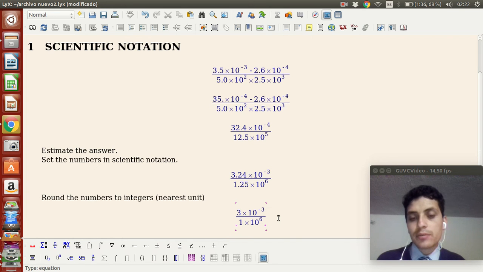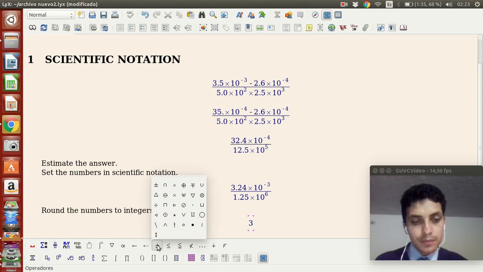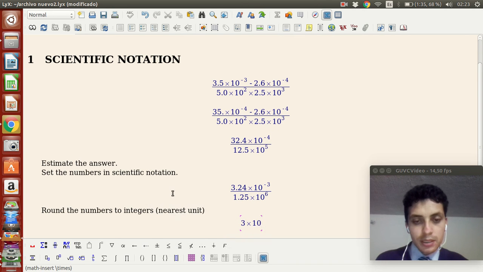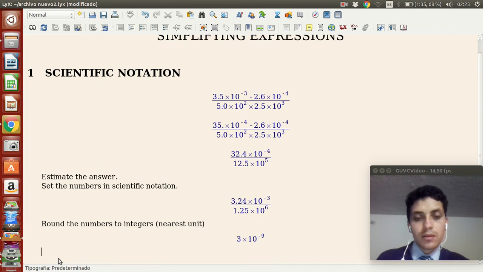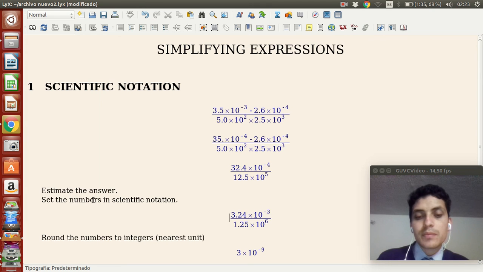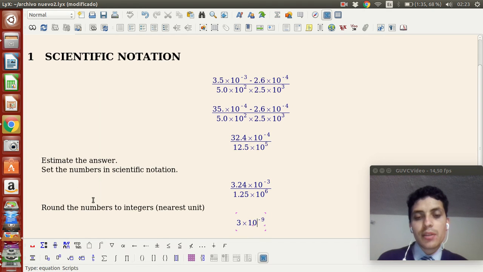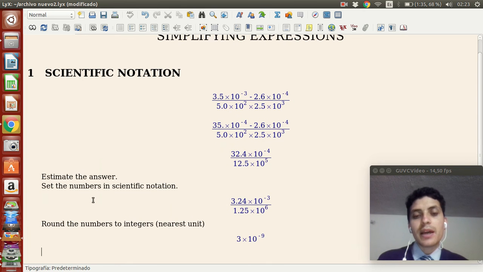So it's 3. Okay, and the exponents will be a subtraction of the exponents: negative 3 minus 6. Why a subtraction? Because we are dividing. So this answer is just 3 times 10 to the negative 3 minus 6, so negative 9. Okay, so the estimation is 3 times 10 to the negative 9.